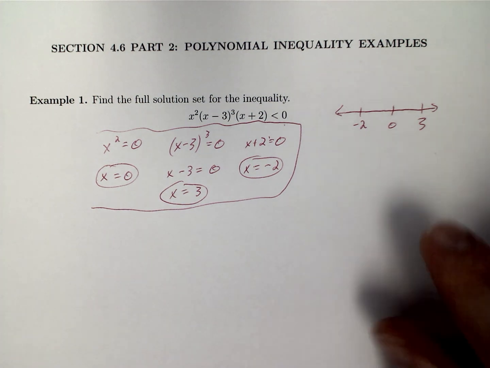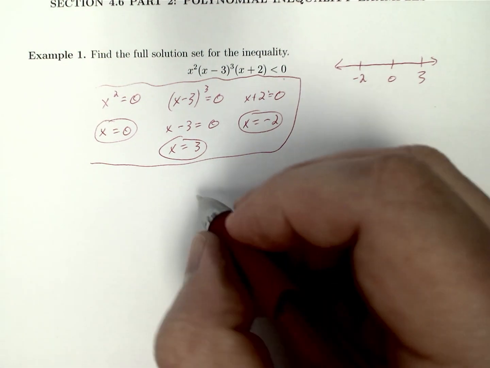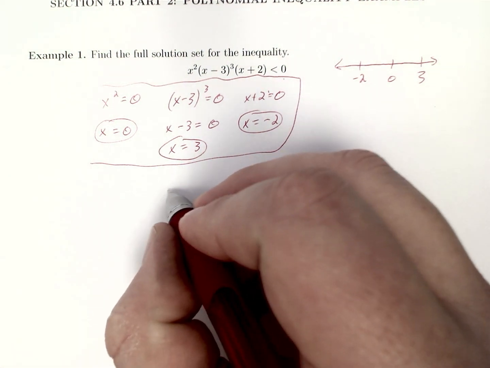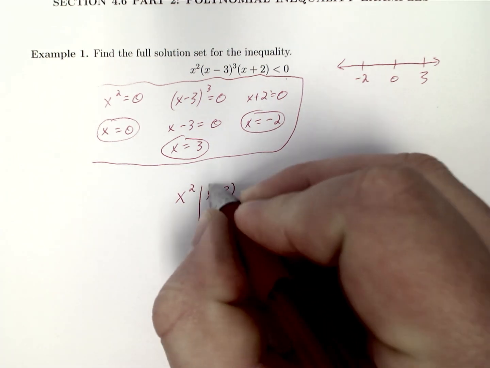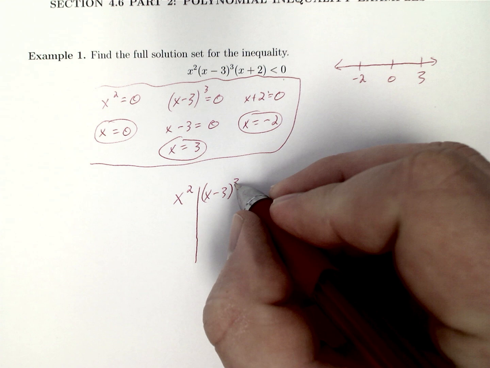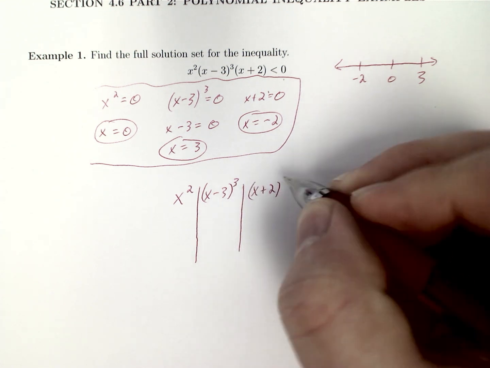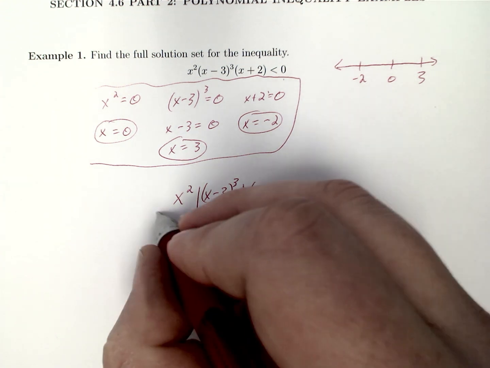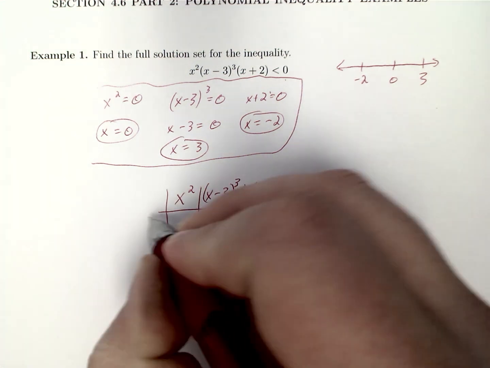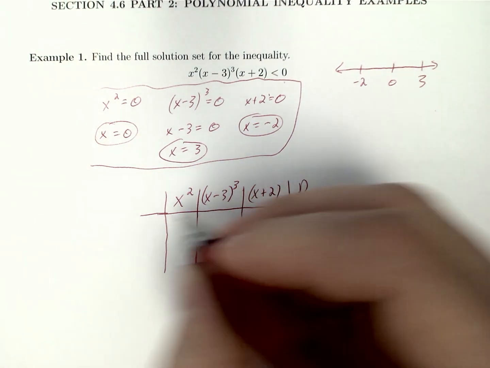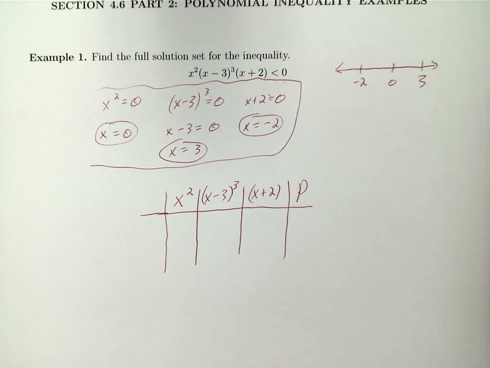So we had a table last time. Let's look at the table. The table is going to be x, and we look at each factor, x squared, x minus 3, and x plus 2, and we can bring in the exponents. That's perfectly fine. No exponents for that last one. This full thing is a product of a bunch of different things, so p. And we're going to test values. We've got 4 intervals, so we need to pick 4 values.